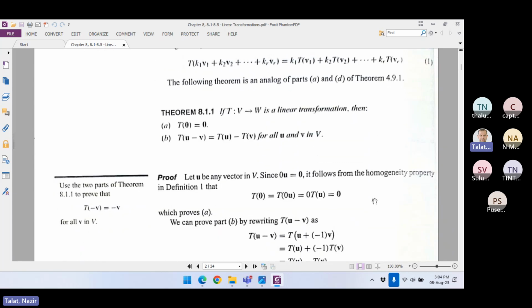And this is a good result regarding the linear transformation: it always maps 0 to 0. If we put the 0 from V, the first 0 and second 0 are different, because the first 0 is from vector space V and the second 0 belongs to the vector space W. They can be different because in a transformation, both spaces can be different, maybe one is in R2, the other in R3. But this statement is always true: T of 0 is equal to 0, and T of u minus v is equal to T of u minus T of v.